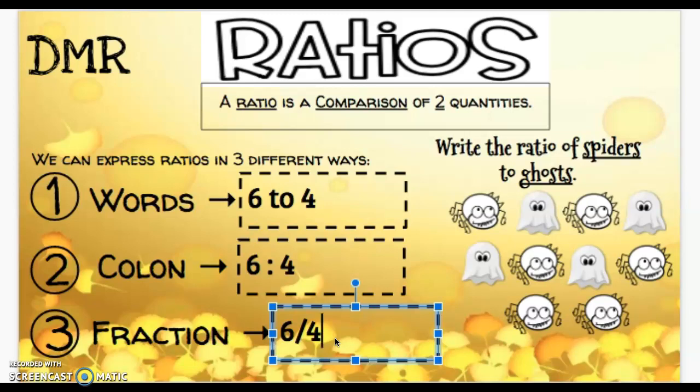It's literally a part and a part put together. Or you can have it as a word form, a colon form, or a fraction form. It's just comparing two things to each other. That's all a ratio is. Okay?